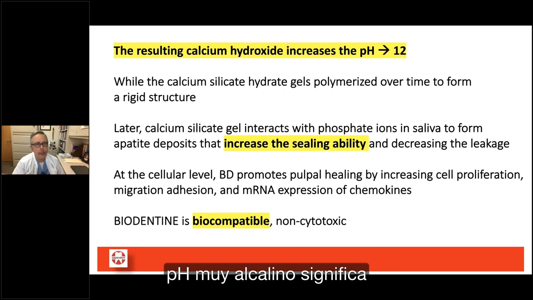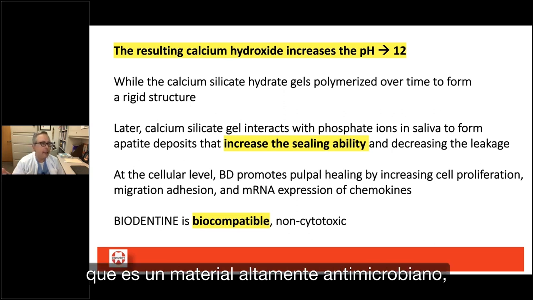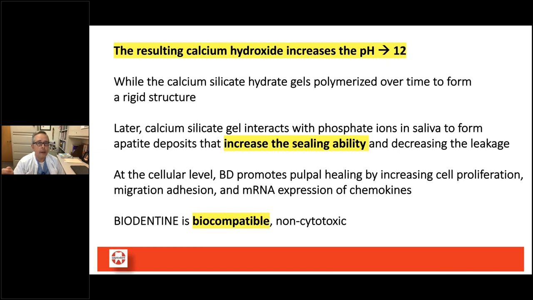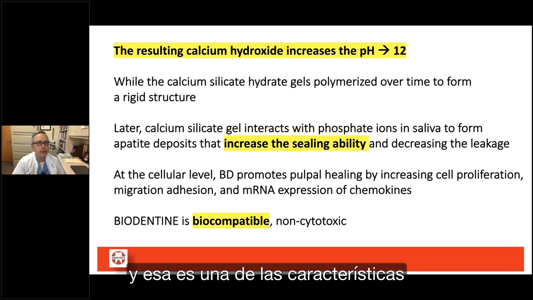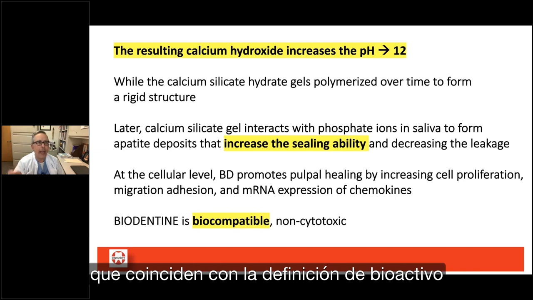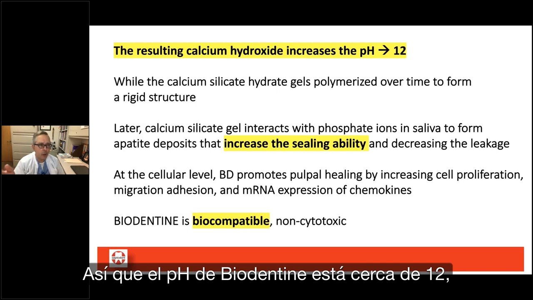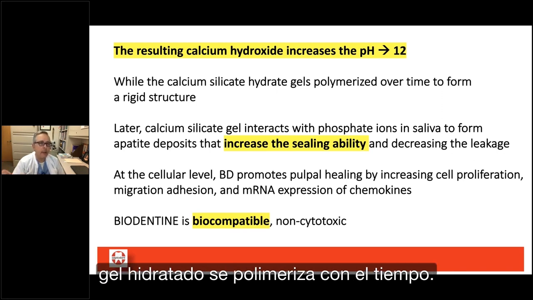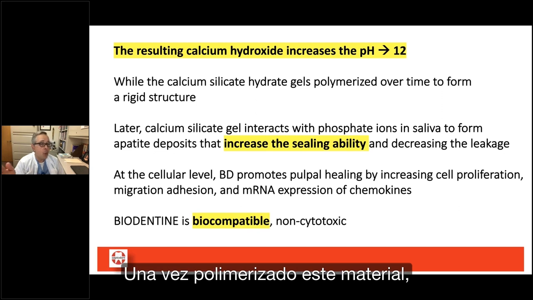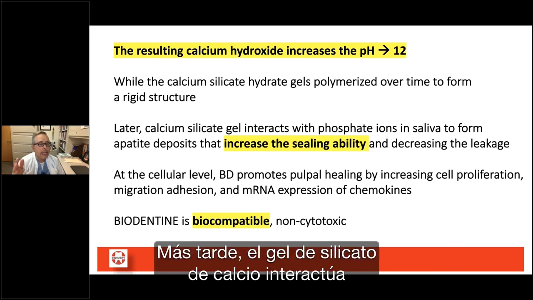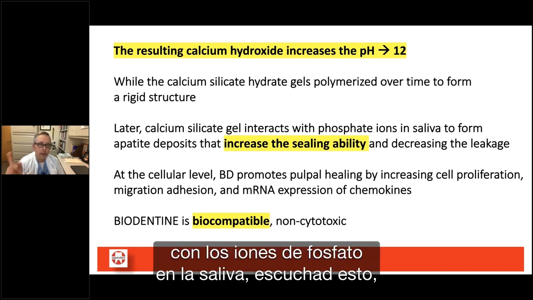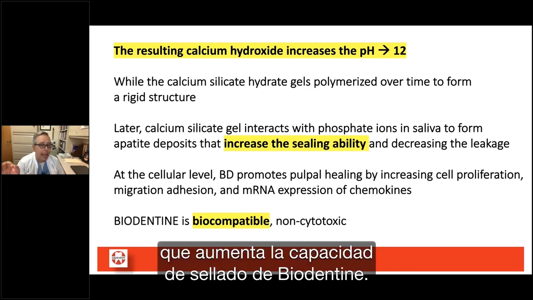A very alkaline pH means that it's a highly antimicrobial material. And that is one of the features that match the definition of bioactive according to the FDI. So the pH of Biodentine is close to 12, while the calcium silicate hydrogel polymerizes over time. Once this material is polymerized, it forms a very rigid structure. Later, the calcium silicate gel interacts with the phosphate ions in the saliva, listen to this, to form apatite deposits that increase the sealing ability of Biodentine.